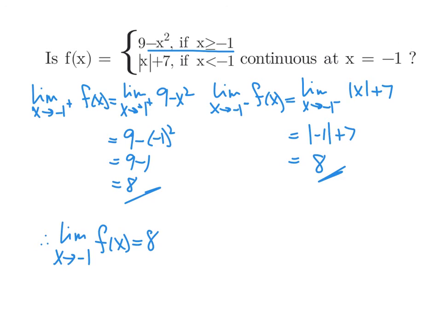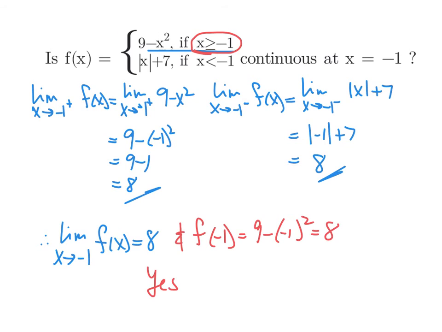That alone is not enough to say that this function is continuous. We also have to check on its functional value at -1. Going back to the function, it does say that this function is defined at x equals -1, because if x equals -1, it's going to fall in that first category, 9 minus x squared. And again, we'll get 8. So since the limit is equal to the functional value, yes, it is continuous.